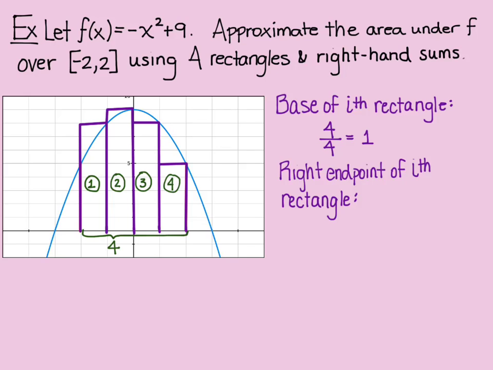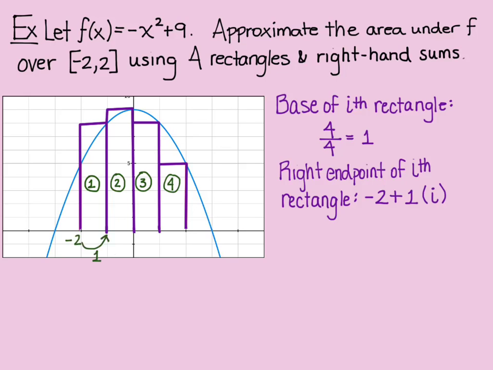The right endpoint of the ith rectangle is going to be found by starting at -2 and moving over the base i times. So we get -2 plus, we've moved over i times, and each time we move over the length of the base, which is 1. So -2 plus 1i.